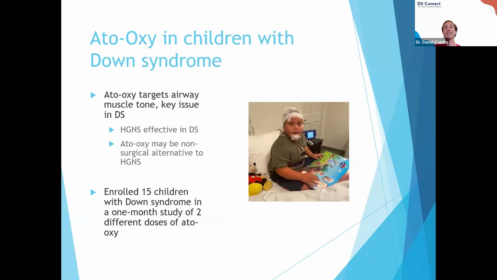So atomoxetine in kids with Down syndrome. So we know that it targets muscle tone. We know that the nerve stimulator is effective for kids with Down syndrome, but it's a surgical implant, and so it has all of those risks and burdens of having that. And so essentially we said, is atomoxetine a non-surgical alternative to that? And so we have, at this point, 2 studies. One is still enrolling, and I'm going to focus on the one that has ended already. So we enrolled a total of 15 kids with Down syndrome for a 1-month study of 2 different doses of atomoxetine.